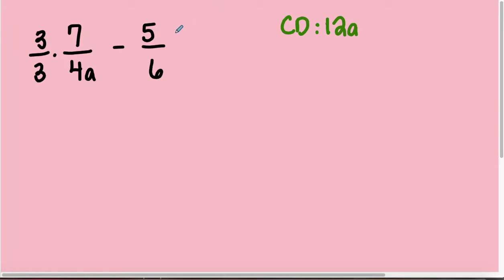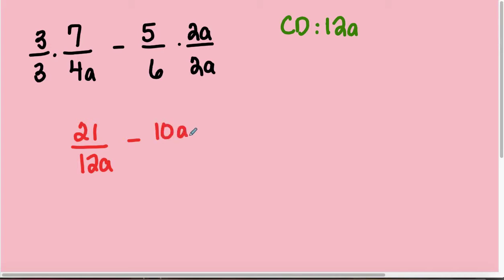And on this side, I have to multiply. I need the a, and I need to make it 12. So 2a. So 2a over 2a. All right, so that's actually going to give me 21 over 12a minus 10a over 12a. Okay, so we've made them like terms, so now we can subtract them. Again, let's make sure we remember we only add the numerators, we don't add the denominators when we're adding and subtracting. So that's going to give me 21 minus 10a. Why can't I say that that's, I don't know, 11a?